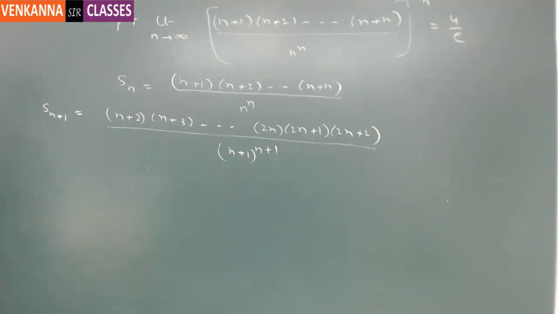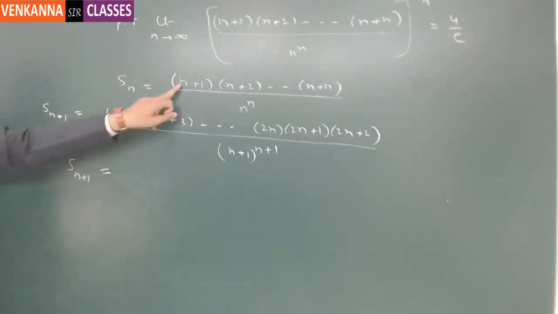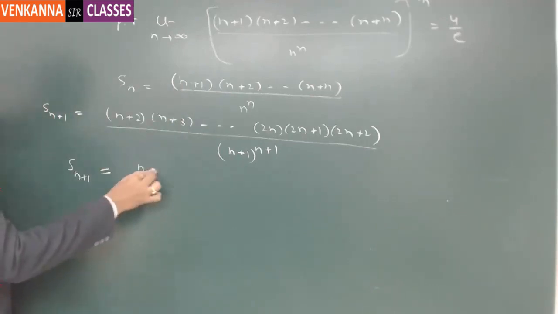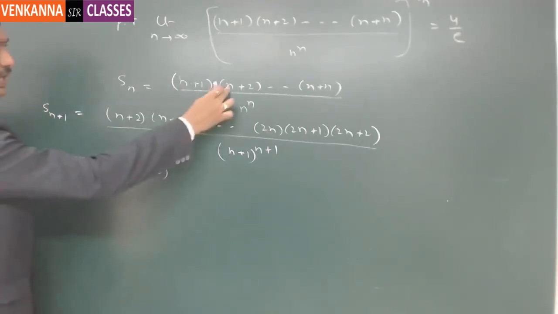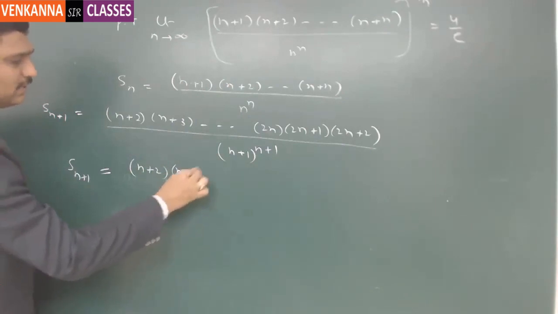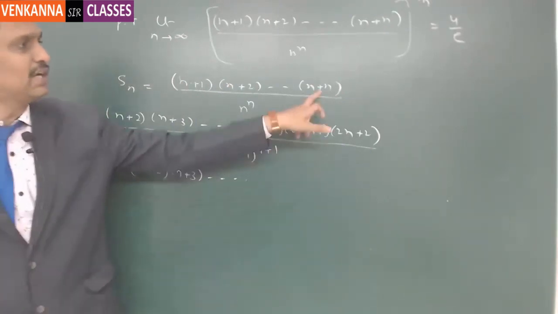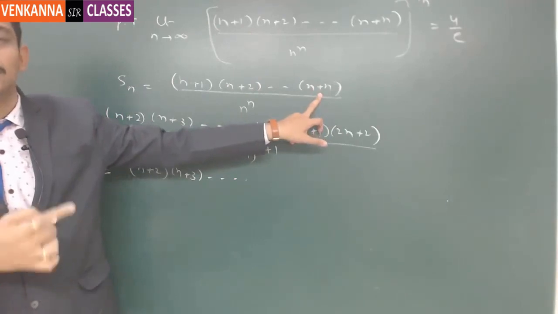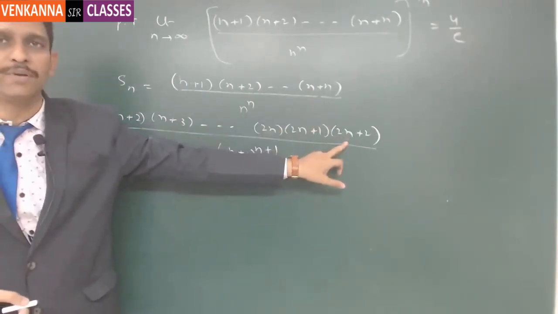Yeah. So if you write Sn plus 1, in this place I am writing n plus 1. Right? If you write n plus 1 here, it will become n plus 2, then n plus 3, and so on. Actually, it is nothing but 2n. If you write n plus 1 there, it is 2 into n plus 1, nothing but 2n plus 2.